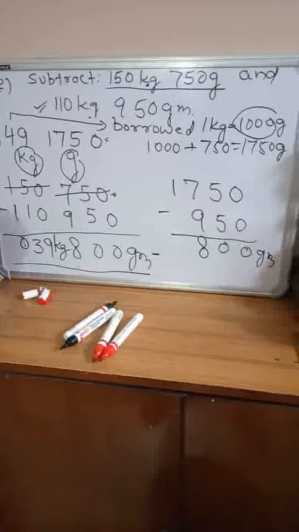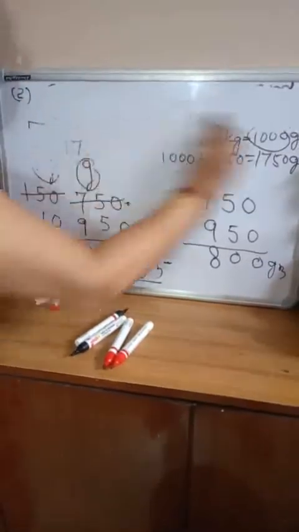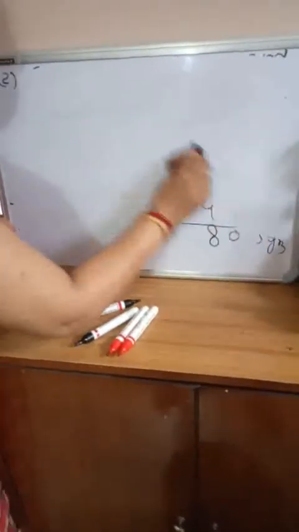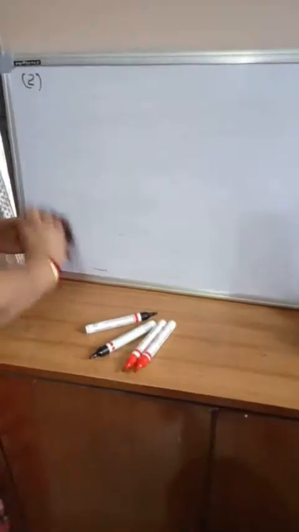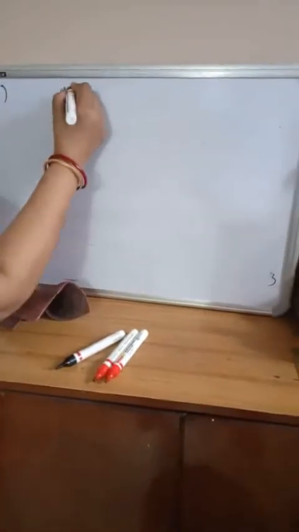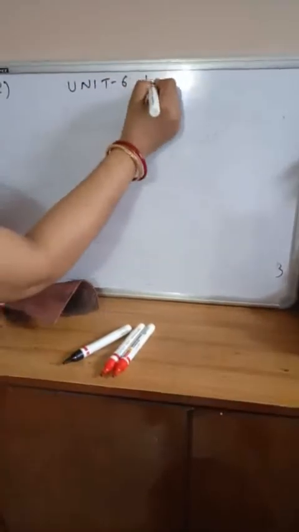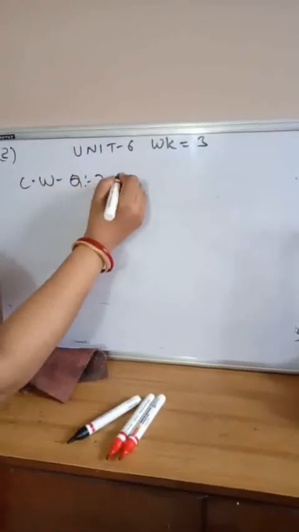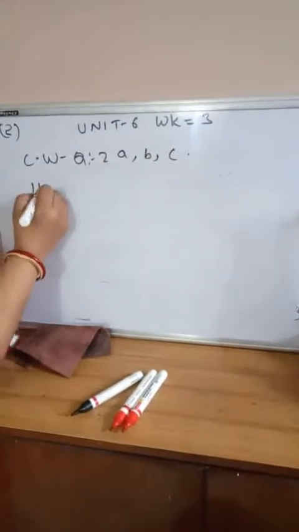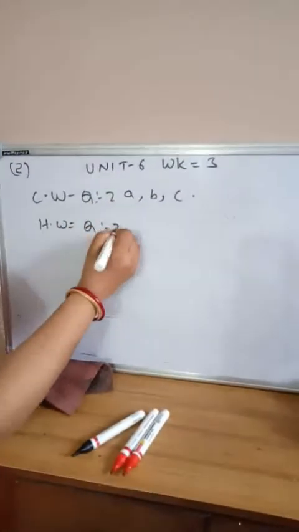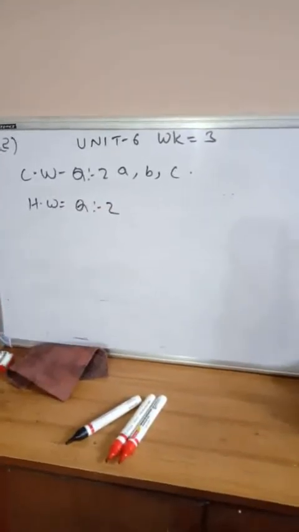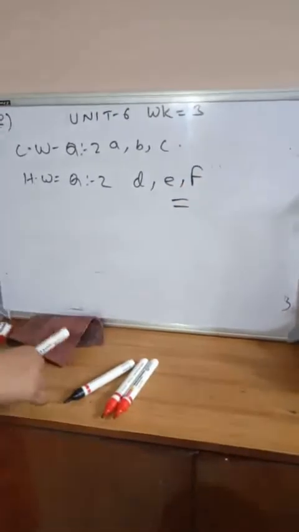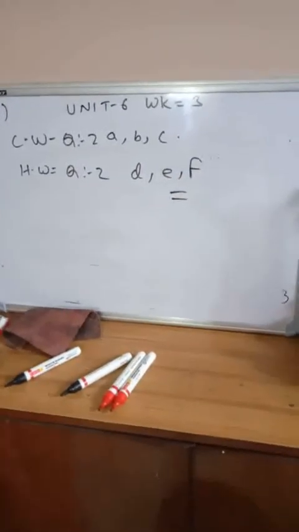So your classwork and homework. What is your classwork and what is your homework? Unit number 6, worksheet number 3. Classwork is question number 2, A, B and C, and homework is question number 2, where you have to do subtraction D, E and F. So children, I hope your concept is clear and you have enjoyed my class.